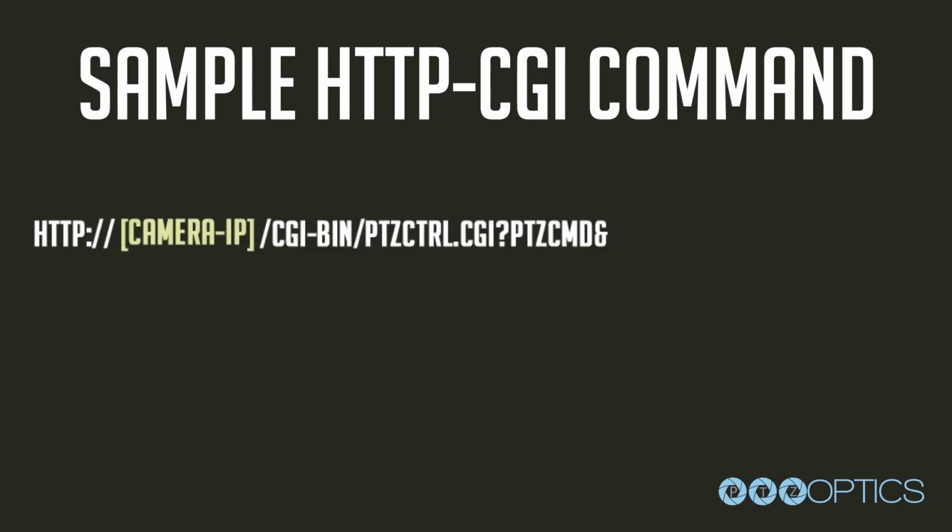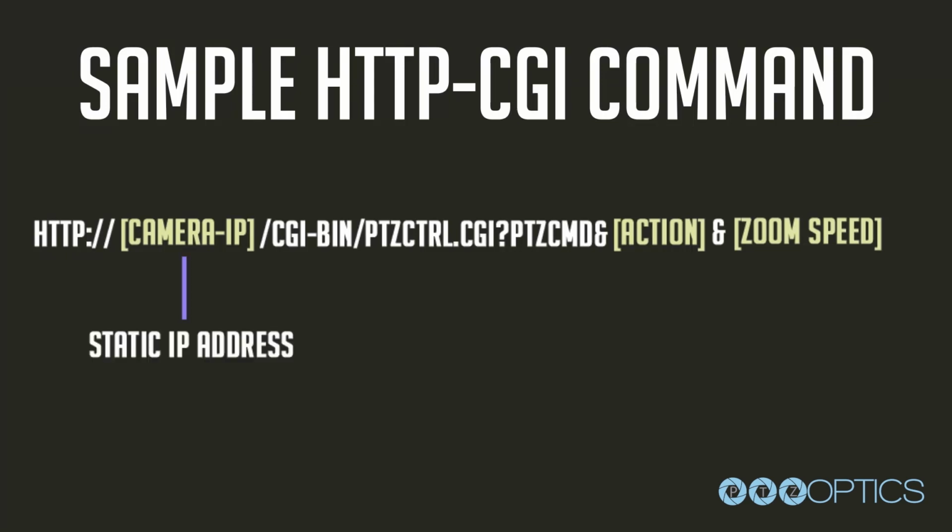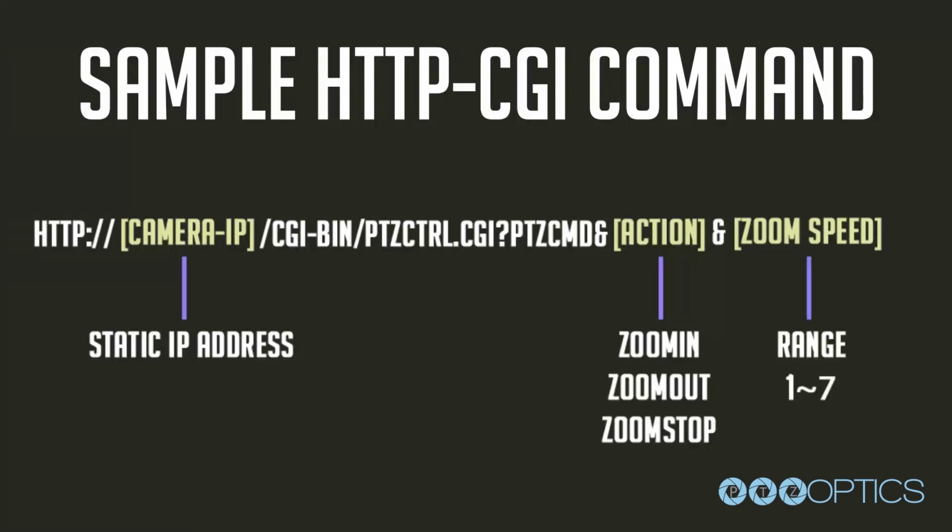We have http://, the camera's IP address, a function, an action, and a zoom speed. In this example, we have a function to operate the camera zoom. As you can see, there are three variables inserted into the HTTP command. We have the camera's IP address, a variable for the action, and a variable for the zoom speed. This specific action has three options, which could either be zoom in, zoom out, or zoom stop. The zoom speed variable has a range of 1 through 7.